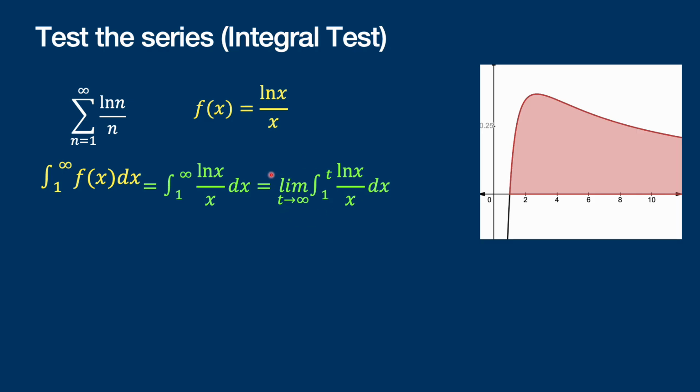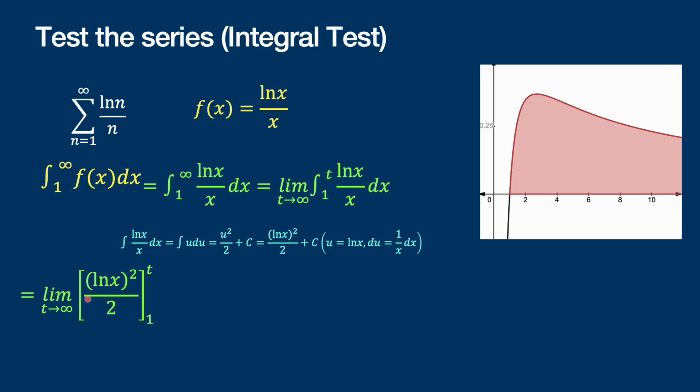So we find the improper integral of this. Let's find the antiderivative of ln x over x dx. We're going to use u-substitution. Let u be ln x, and du is going to be 1 over x dx. So this becomes the integral of u du. The antiderivative is u squared over 2 plus c, so u is ln x, giving (ln x) squared over 2 plus c. Now I'll plug it back in here.